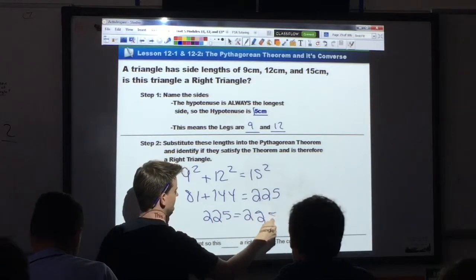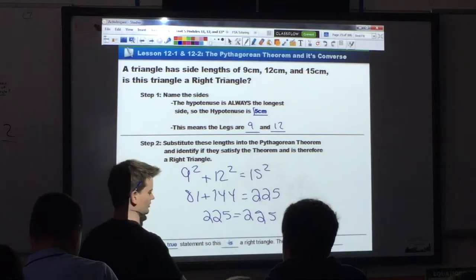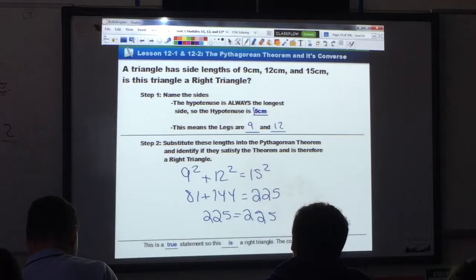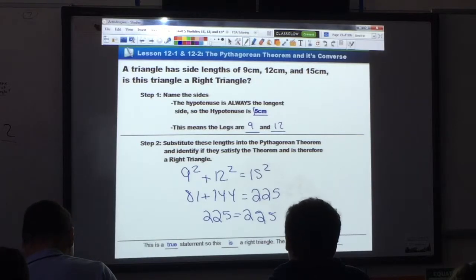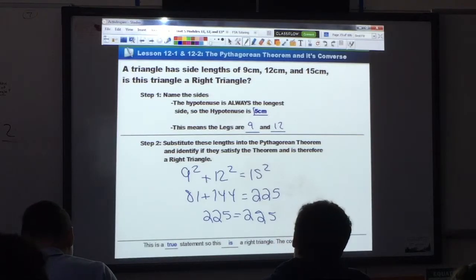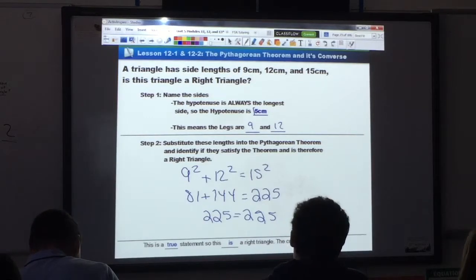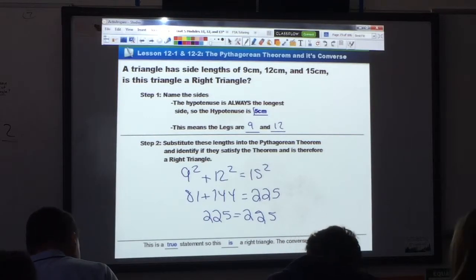What type of statement is that? True. This is a true statement, so this is a right triangle. The converse has been satisfied. As long as you get a true statement, it is a right triangle. If you get a false statement, it is not a right triangle. We still got 2 minutes left. Beautiful thing.